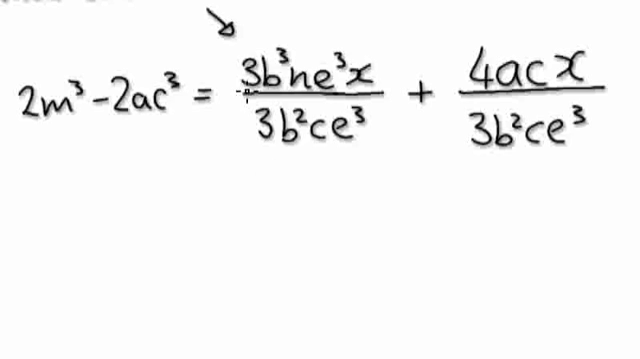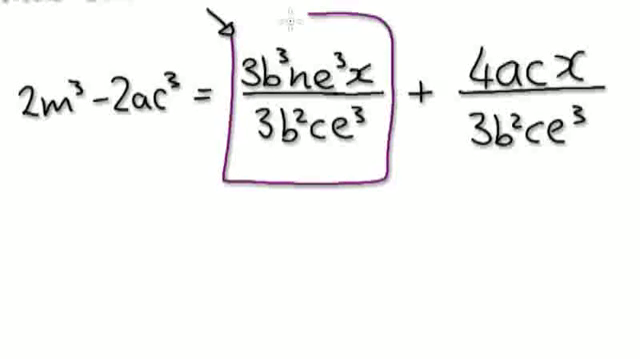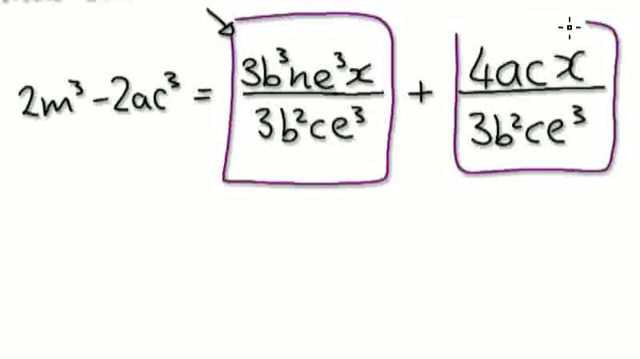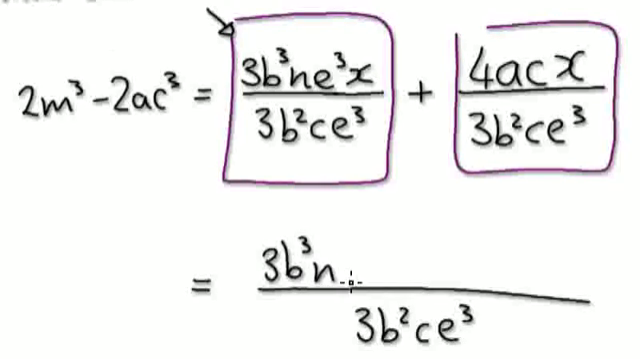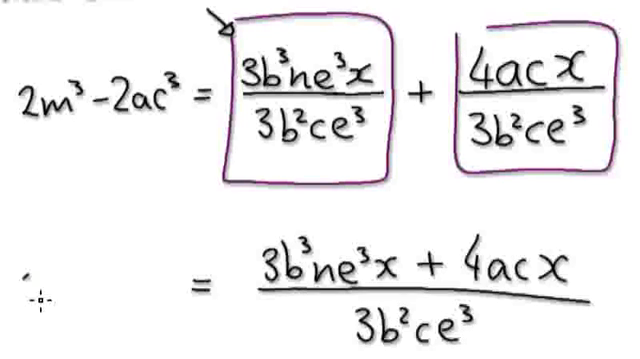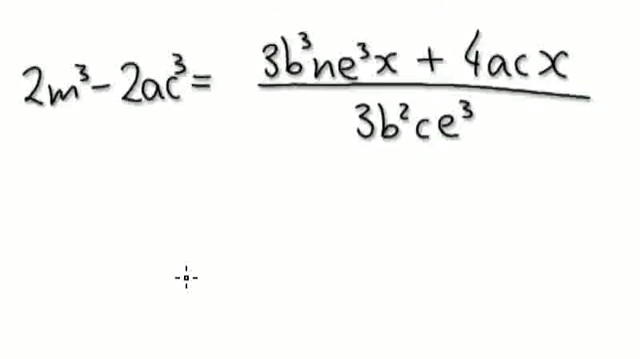Now you've got two fractions, and the two denominators are the same, so you can just merge the two. It would be 3b squared c e to the power of 3 at the bottom, and at the top 3b to the power of 3 ne to the power of 3 x plus 4acx, and on this side it stays the same: take away 2ac to the power of 3.